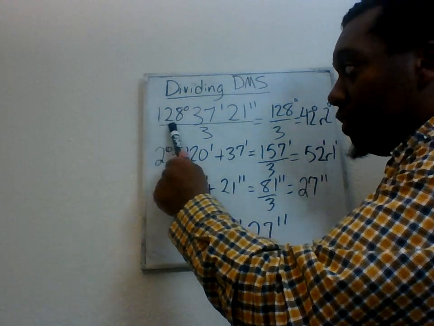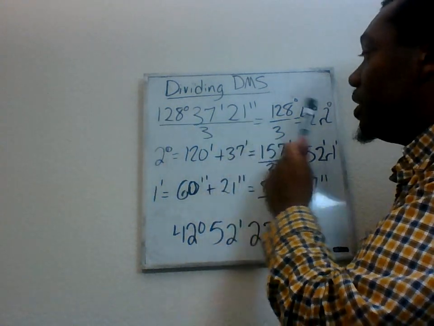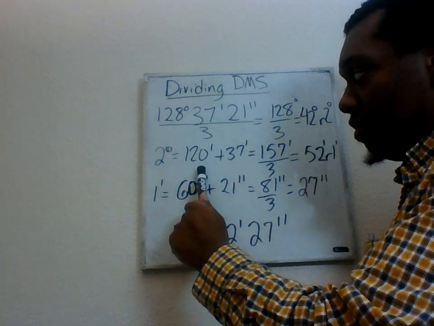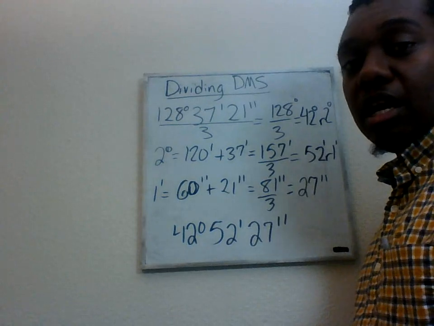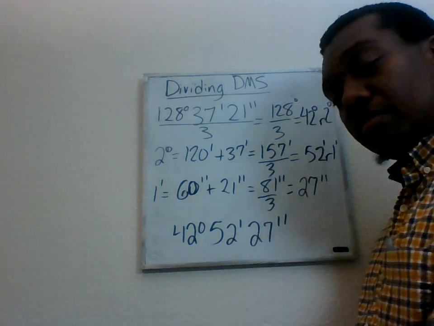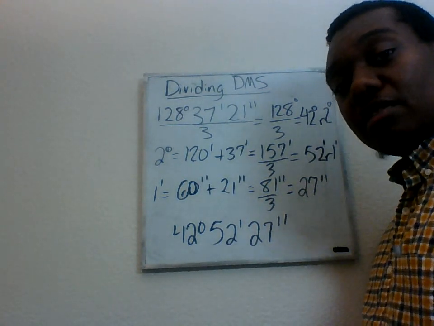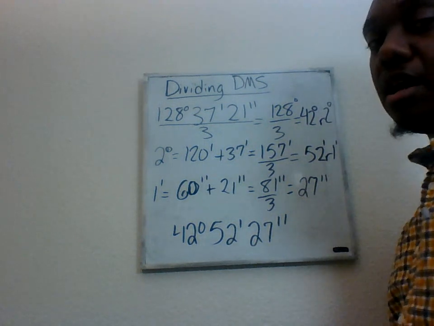Take each level, divide by the number, get your remainder, change it to the next level, add it to the number, and then continue the process. And then you'll end up with your result. All right, that's dividing degrees, minutes, seconds.